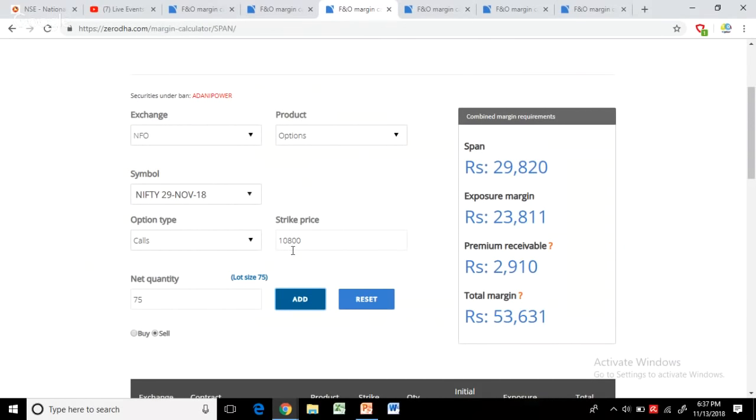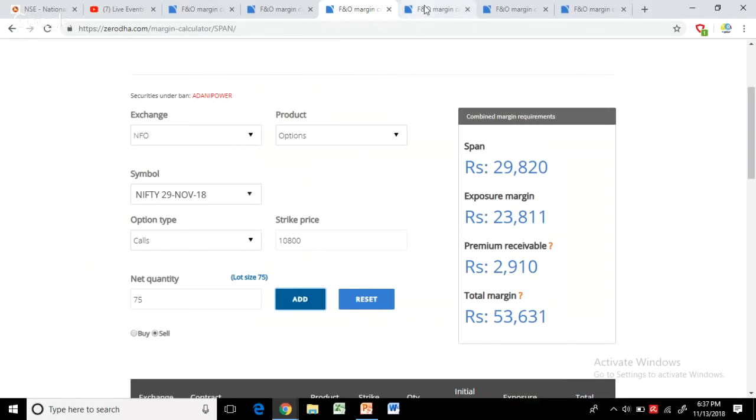If I go to 10,800 strike price and want to sell a call option of 10,800, same Nifty, 29th November, the margin requirement is 53,631, which is almost 5,000 rupees more compared to 10,900. Since I am moving closer to the spot, my risk is increasing, so my margin requirement is also increasing.